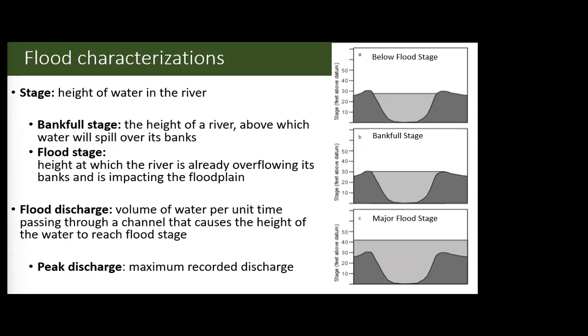Whenever we're talking about floods, we want to talk about the flood discharge. That's the volume of water per unit time that we're measuring. And that's what's causing the height of the water to go above the height of the channel. And then we also want to keep in mind the peak discharge, which is the maximum recorded discharge, because that'll give us a lot of information about the flood itself.